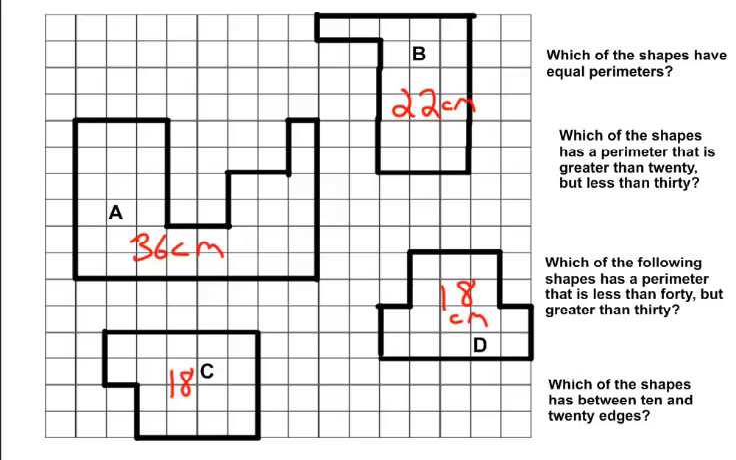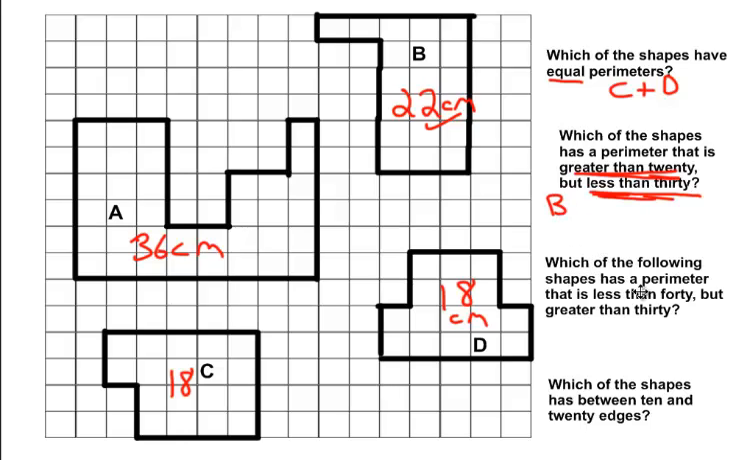So to answer the questions now, let's see what we have to work with here. It says, which of the shapes has equal perimeters? Well, that's going to be 18 and 18. They match. They're equal. So we're going to say C and D. Which of the shapes has a perimeter that is greater than 20? So we want something greater than 20, but less than 30. Well, let's see. 18 isn't bigger than 20. This is bigger than 20, and this is bigger than 20. But only one of them is less than 30. And it's not this one. It's that one. So it's going to be B.